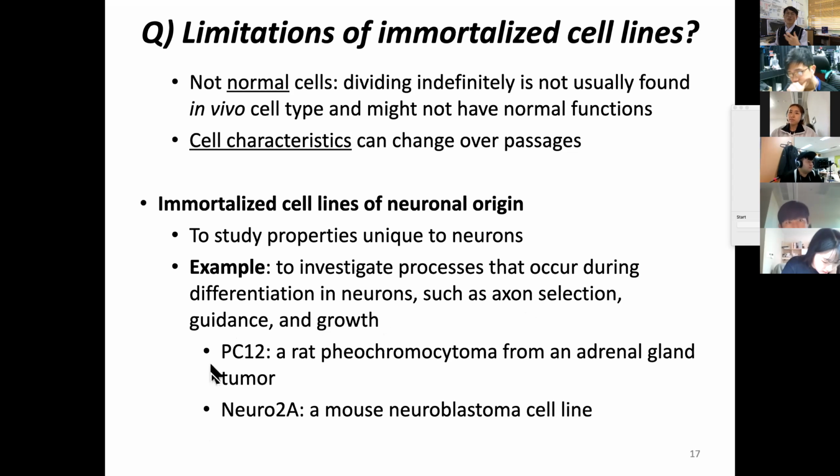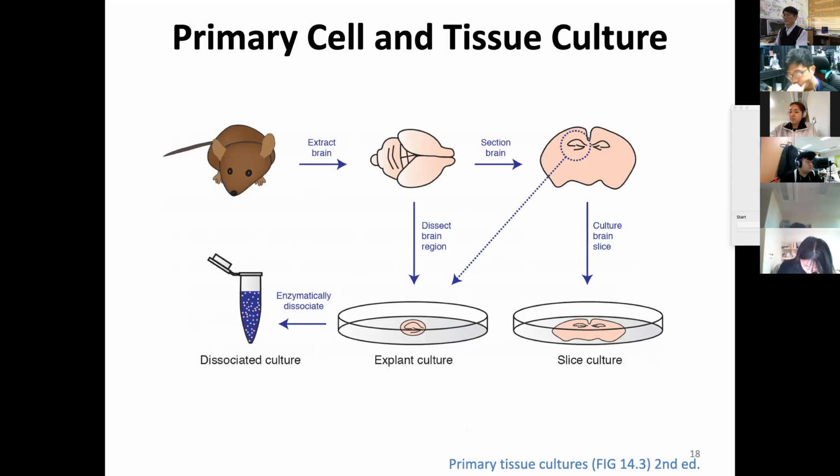So there are only a few available. PC12, from rat, from adrenal gland tumor. You see it's from tumor. And Neuro2A is a mouse neuroblastoma cell line. Hey, you see, it's a blastoma. Oma means tumor. So it has to be from tumor to become a cell line, okay, to become immortalized.